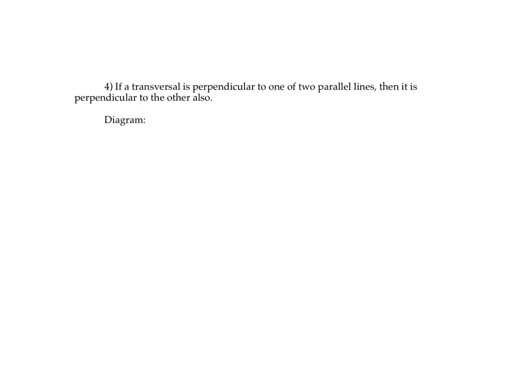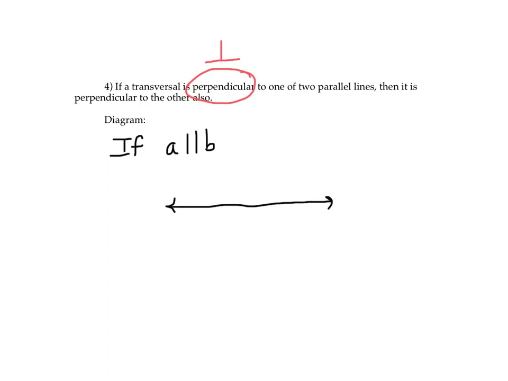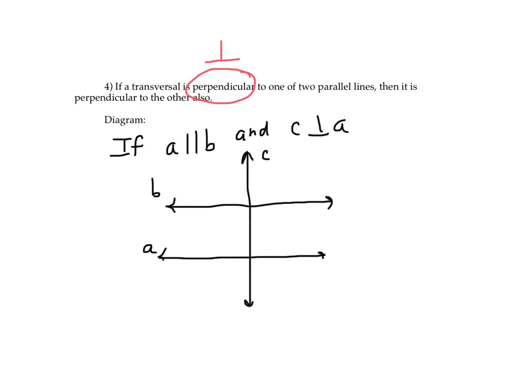Alright, our final theorem for today states that if a transversal is perpendicular to one of two parallel lines, then it is perpendicular to the other also. By the way, the symbol that we can use for perpendicular looks like an upside down capital T. So if you see that symbol, that stands for the word perpendicular. So let's write this in if-then form. If, let's say A is parallel to B, so line A parallel to line B. All right, and let's say that a transversal, and we'll call it C, is perpendicular to A. So line C and line A intersect to form a right angle.